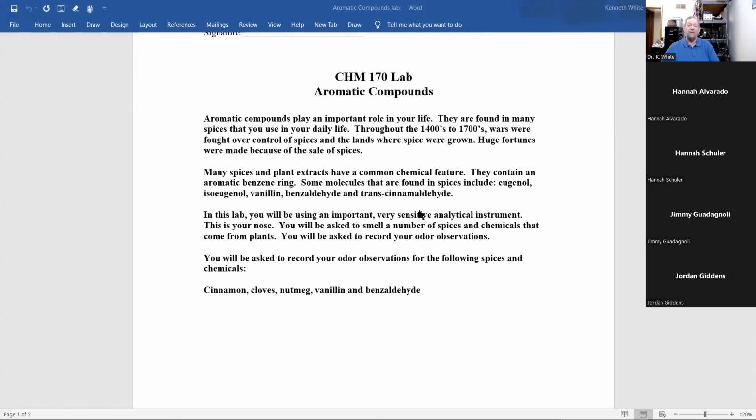Now, aromatic compounds, as I mentioned in the lecture, through the 1400s to 1700s, there were many wars through European countries to control spices and the land where spices were grown. And huge fortunes were made because of the sale of spices. And these spices and plants have a common feature. They contain an aromatic benzene ring. That's why they're called aromatic compounds. And some of these compounds can be found in spices.